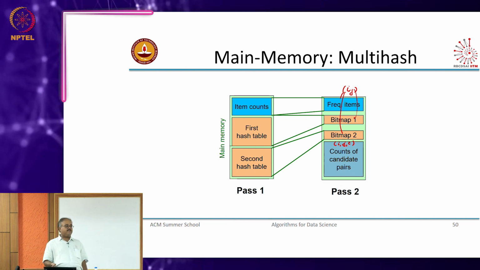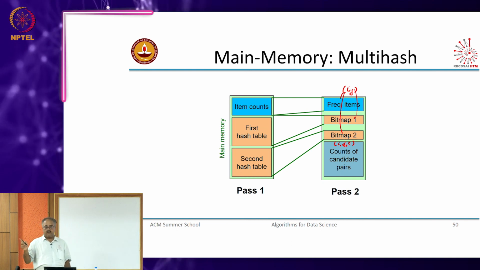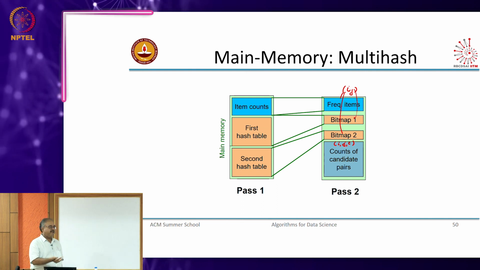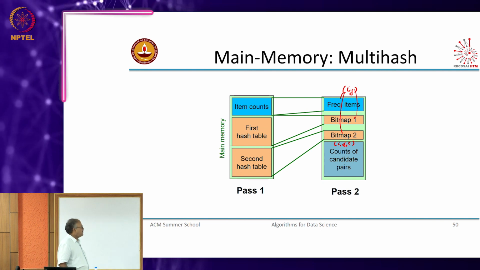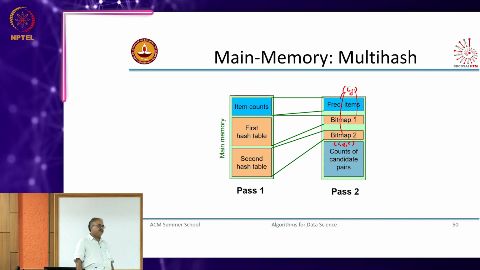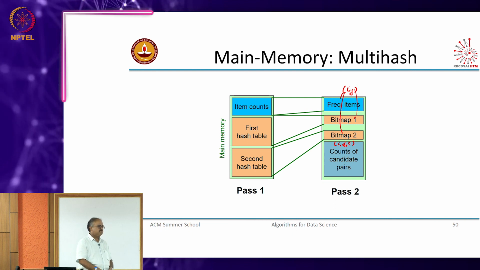So the advantage here is we are doing it in 2 passes, and we are taking advantage of the multi-hash idea. But what are we giving up? Always trade-offs involved in life. What are we giving up here?